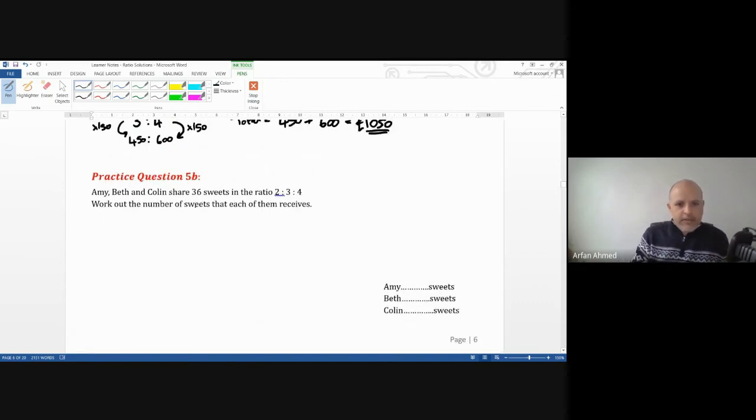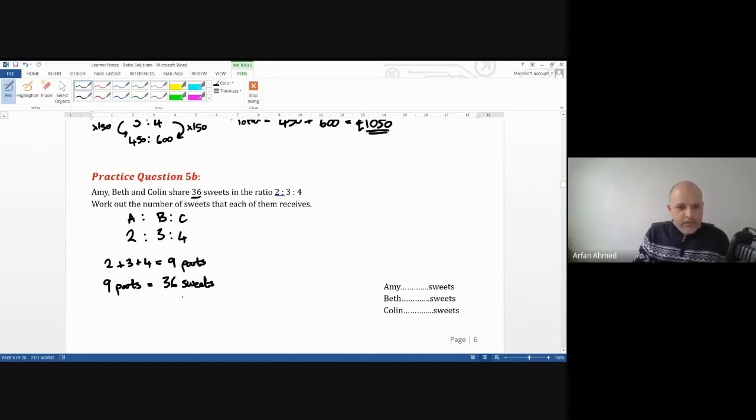Amy, Beth, and Colin share 36 sweets in the ratio 2 to 3 to 4. Work out the number of sweets that each of them receives. So 2 to 3 to 4: that's Amy, Beth, Colin. What does the 36 represent? That's what all 3 of them share together. So we're going to have to add the ratios. That's 9 parts altogether, which equals the total amount, 36 sweets.